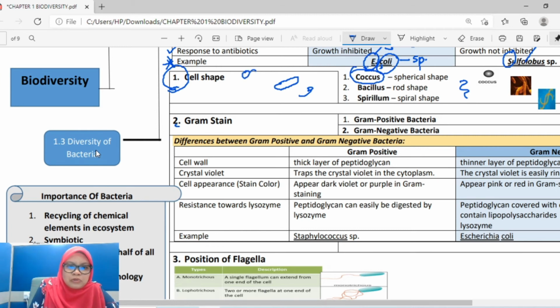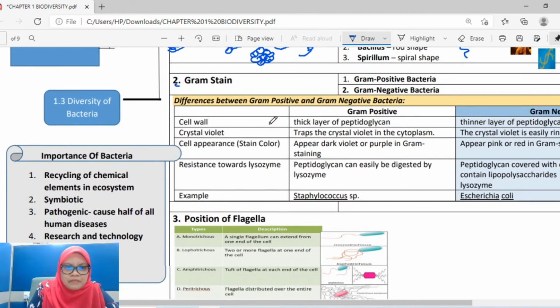Kalau dia dalam bentuk double, kita panggil diplococcus. Kalau dia dalam bentuk chain, kita panggil dia sebagai streptococcus. Dan kalau dia dalam bentuk cluster, staphylococcus. Okay, so itu adalah cara arrangement dia.